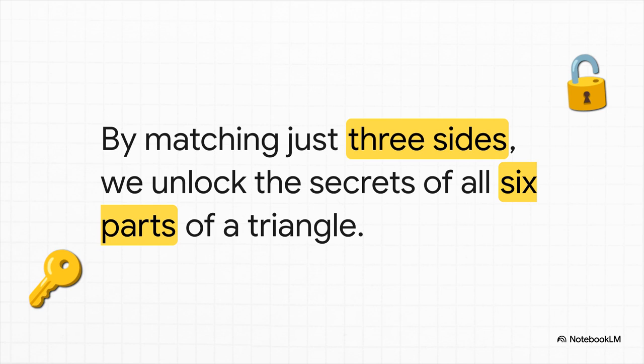So what SSS really shows us is something kind of profound about triangles. They're incredibly rigid structures. Once you set the lengths of those three sides, the entire triangle, all its angles, its entire shape, is locked in. The angles can't be anything else. So by matching just those three sides, you've matched the whole shebang. Pretty cool, right?